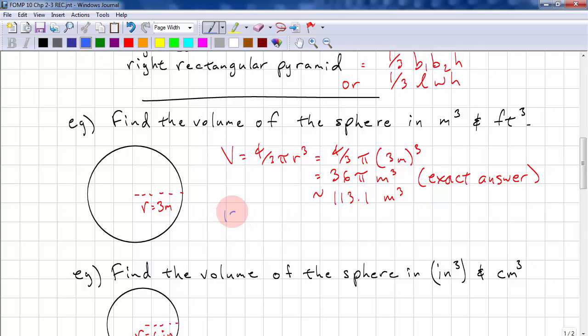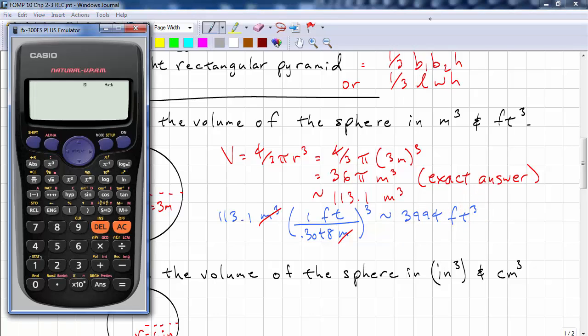Now we need to do our conversion. 113.1 meters cubed times 1 foot over 0.3048 meters, and we cube the whole thing. We can cancel out the meters, and we get approximately 3994 feet cubed. Let's go through these calculations. 36 pi, and we get our 113.1, divided by 0.3048 cubed, and we get 3994.